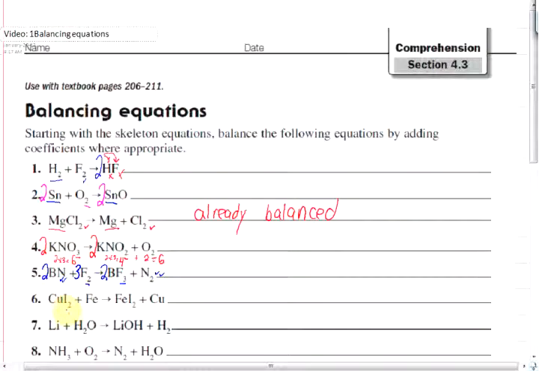My last simple example, I just need to check I have I2, but over here I have I2, so those balance out. I have 1 Fe and 1 Cu. This one is actually already balanced.